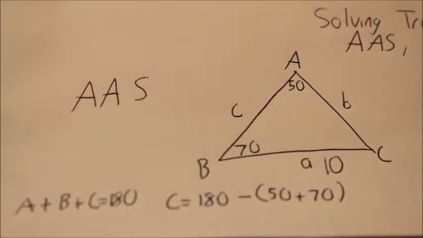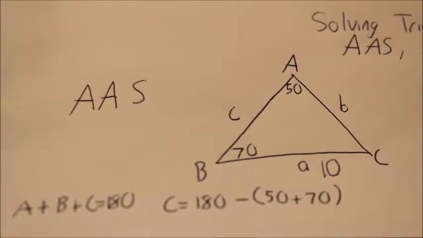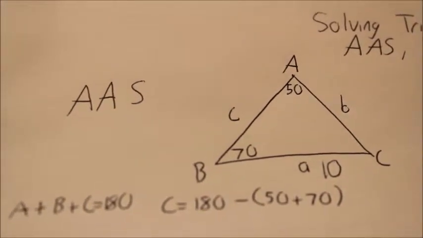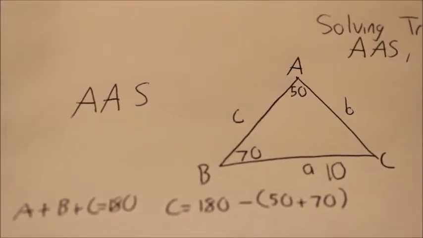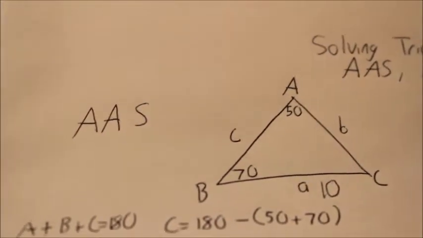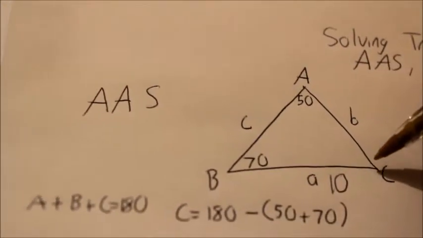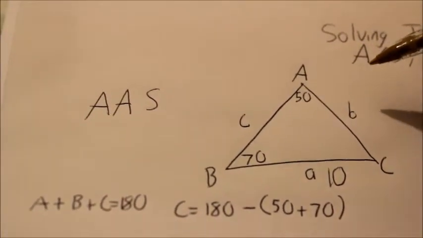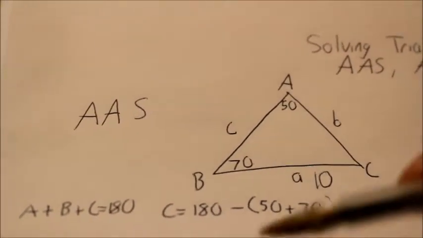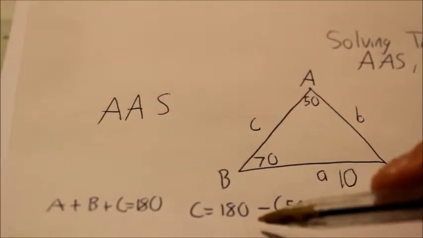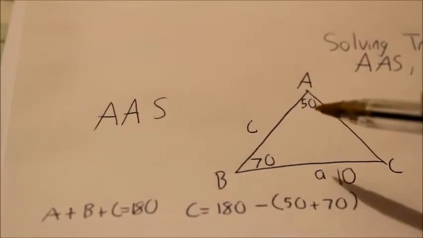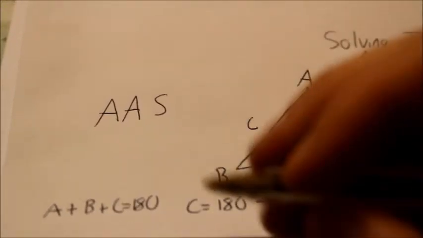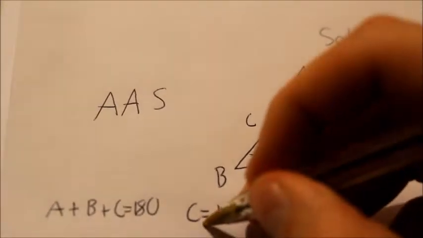When the terminology solve a triangle is used, it means that you will be required to find all of the angle measurements of the triangle and the length of every side. So to begin with, it is important that we find the size of angle C. Now, as we know in a triangle, all of the angles add up to 180. So, if we do 180 minus the sum of angles A and B, we should get angle C. And in this case, the size of angle C is 60 degrees.